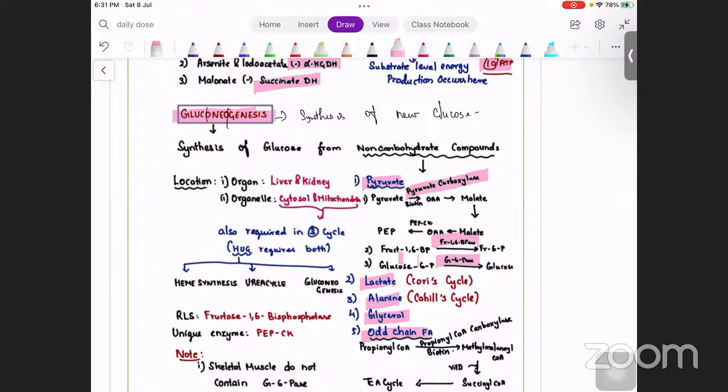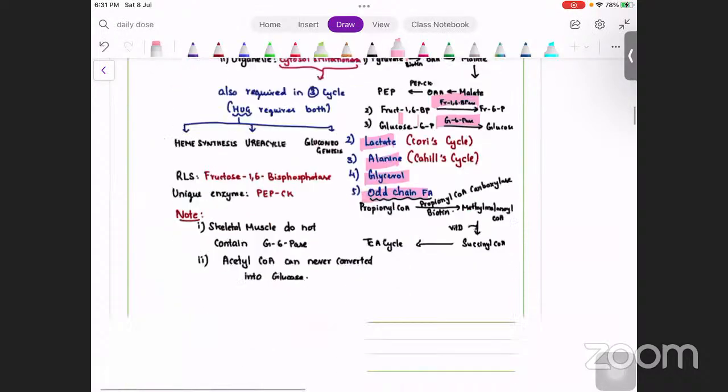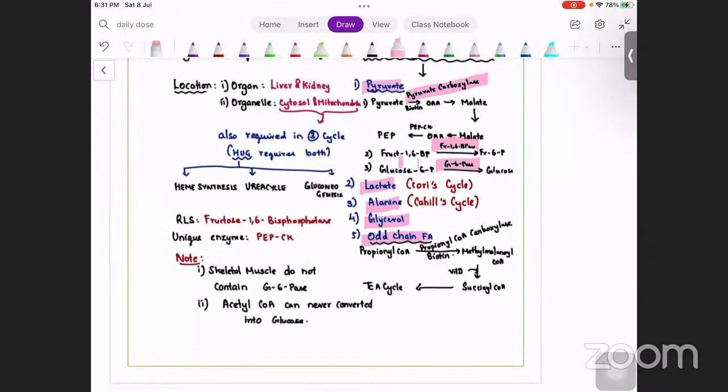So for pyruvate, it is the reversal of glycolysis; we bypass the 3 irreversible steps of glycolysis by 3 different enzymes. Among that, the unique enzyme of gluconeogenesis is PEPCK. The rate limiting enzyme of gluconeogenesis is fructose 1,6 bisphosphatase.